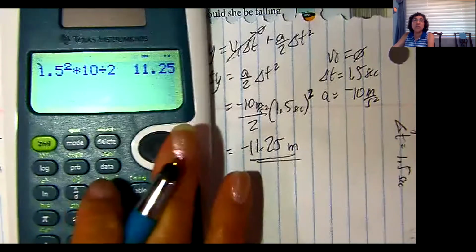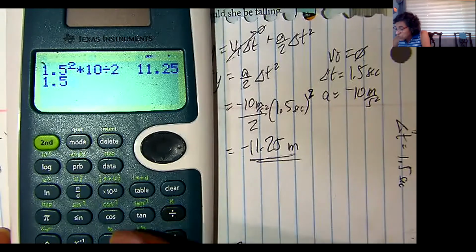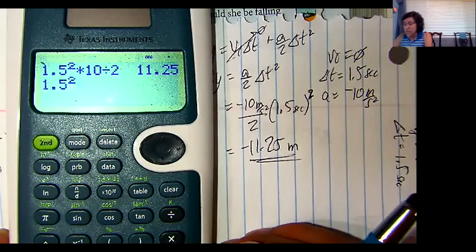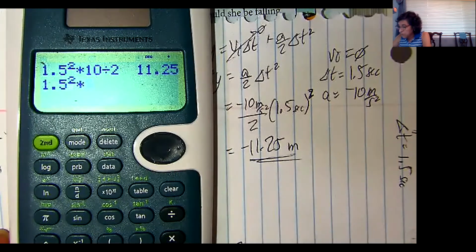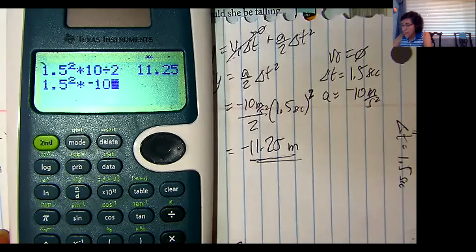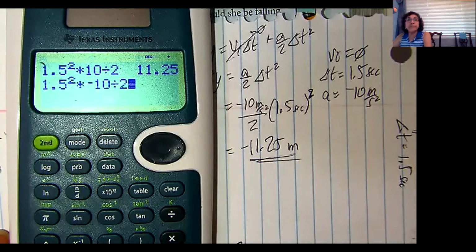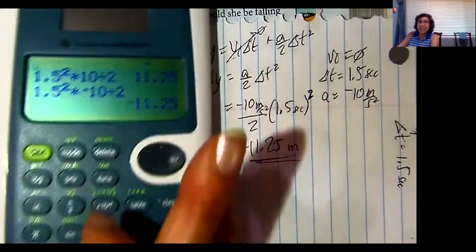Now let's see if I wanted to use the negative in here. How would I do that? 1.5 squared. I probably want to say times, and maybe I would put it in, well, let's see if I don't. I just say negative 10, and then divided by 2. There it goes, negative 11.25. There you go. And that's it.